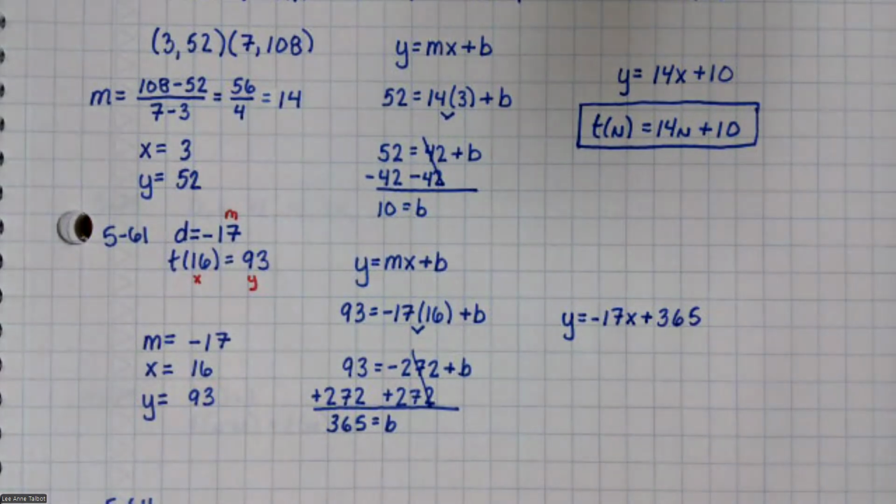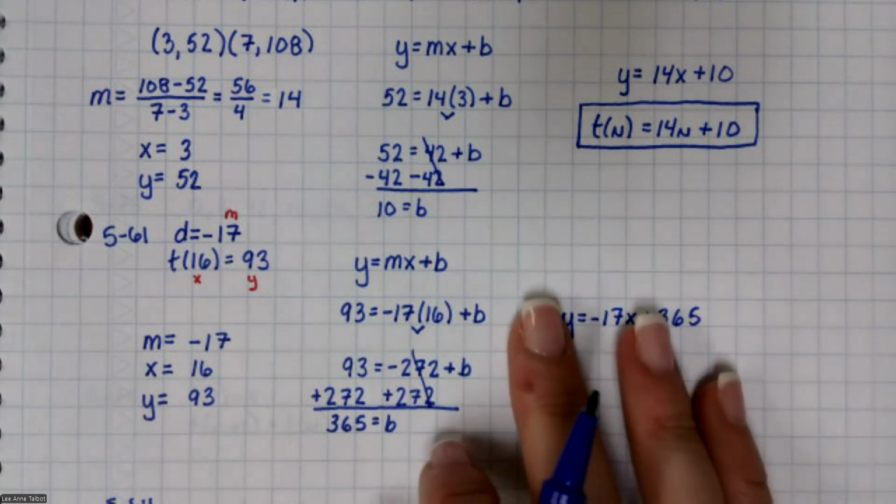Okay, however, we're in sequence notation. How do I switch this to sequence notation?